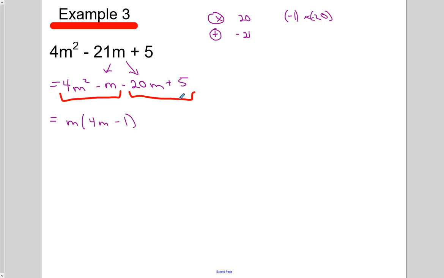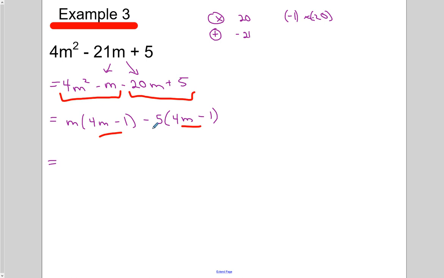My next two terms, I'm going to factor out a negative 5. I can pull at least a 5 out of there. And since this first one is negative, I'll pull out a negative 5. 20 divided by 5 is 4, so we've got 4m. And 5 divided by 5 is 1, but I divided out a negative 5, so that's going to be negative 1. And aha! Lo and behold, look at those. They look the same. Sweet.